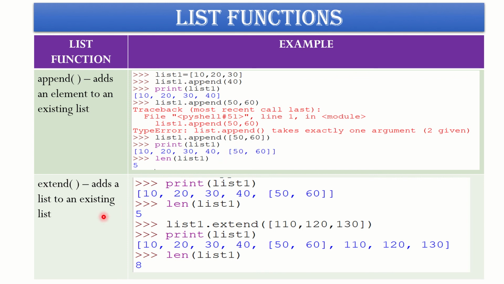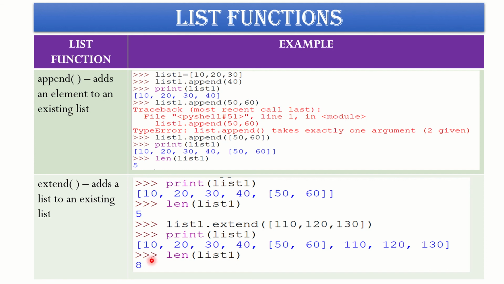Let us see the extend function. The extend function behaves a little different from the append function. The extend function will not take a single value, but it will take a list and add it to an existing list. Now, the only difference is that the extend function will add individual elements to the existing list. So if you see here in append, 50 and 60 got added as a single element, but using extend 110, 120 and 130 turned out to be individual elements.